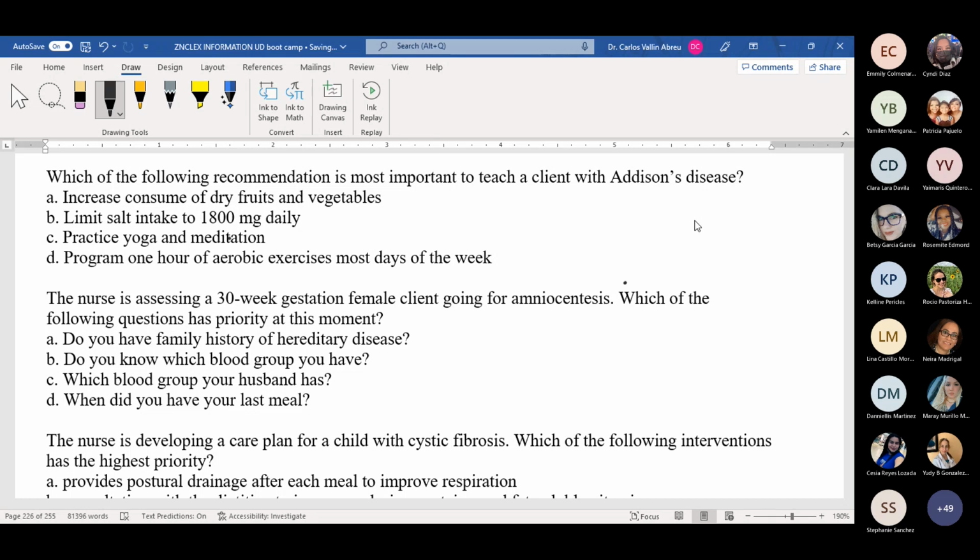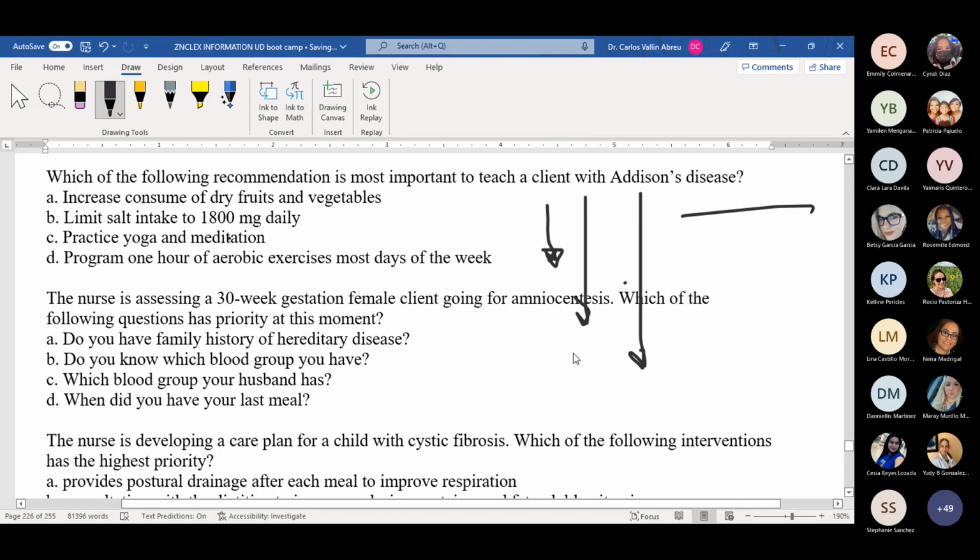Which one do you think is the most important of the ones that I mentioned? Normal saline. Yes. So this is the priority. Why? Because the patient has hypovolemia. They lose sodium and water because they don't have the cortisol. They are wasting the sodium and water, and then they have hypovolemia. And as a consequence of hypovolemia, they have the hypotension. So the priority is the normalization of the volemia and the blood pressure. You understand?